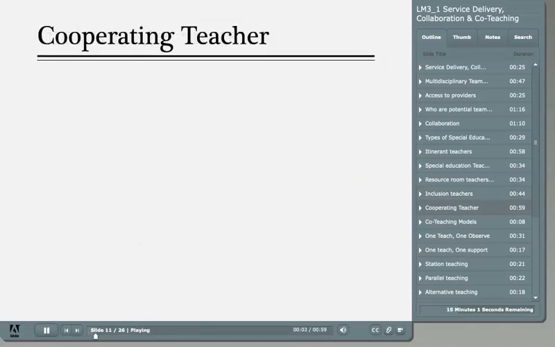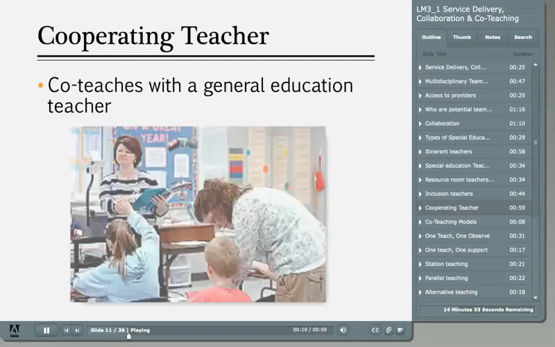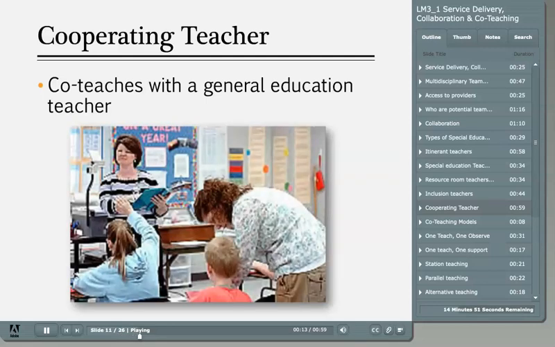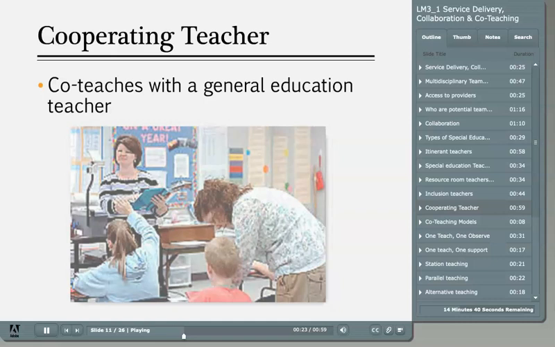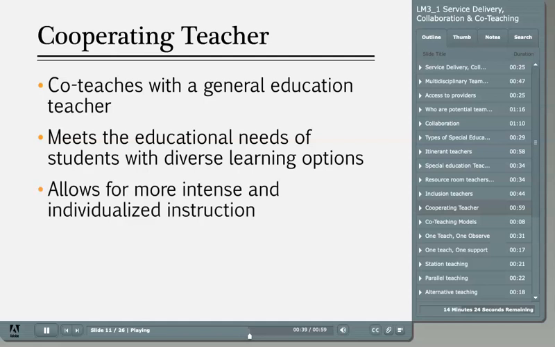A cooperating teacher is one who co-teaches with a general education teacher. As a service delivery option, co-teaching is designed to meet the educational needs of students with diverse learning needs. Students at all academic levels benefit from alternative assignments and greater teacher attention in small group activities that co-teaching makes possible. Co-teaching allows for more intense and also more individualized instruction in the general education environment, which also increases access to the general education curriculum while decreasing stigma for students with disabilities.